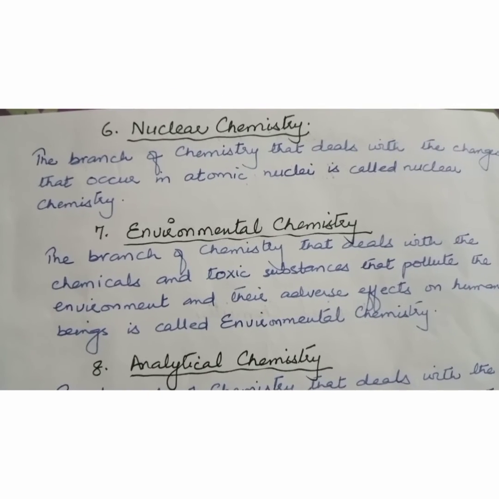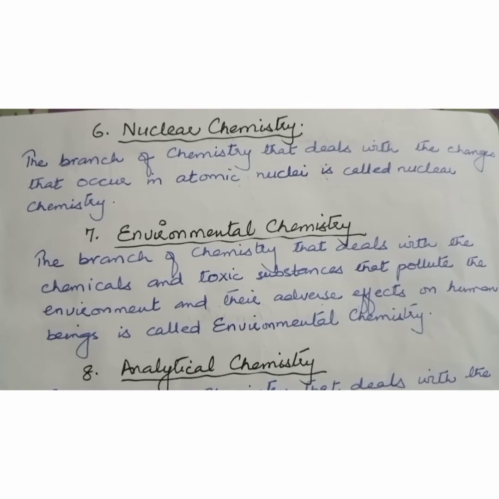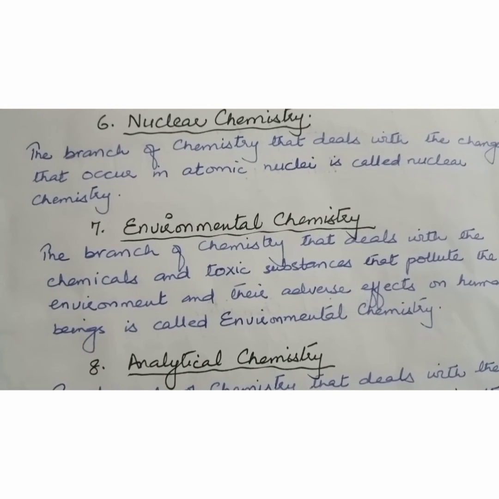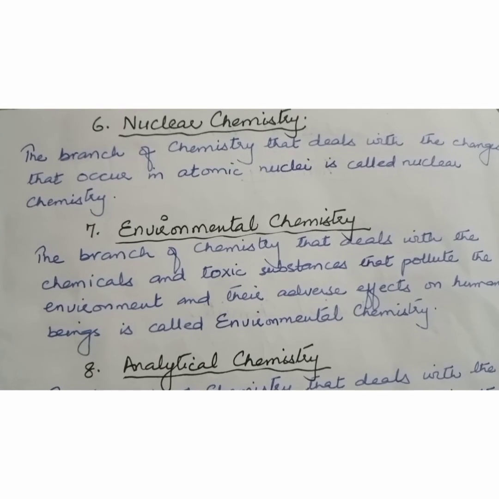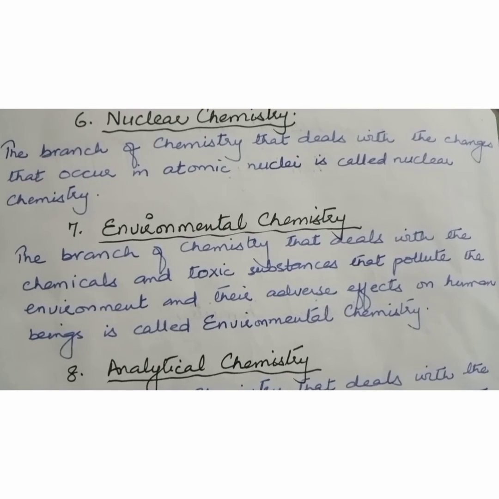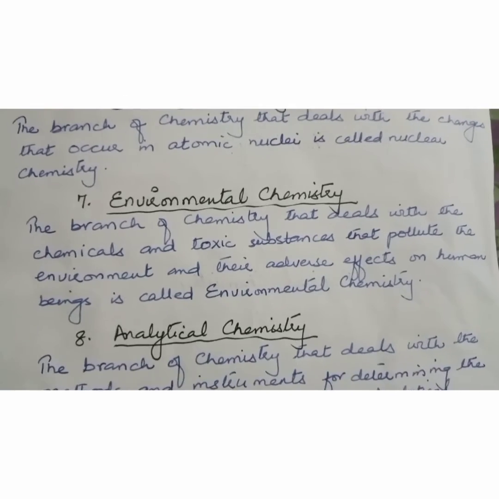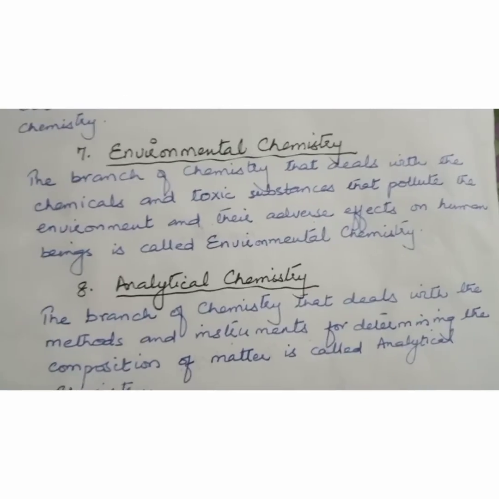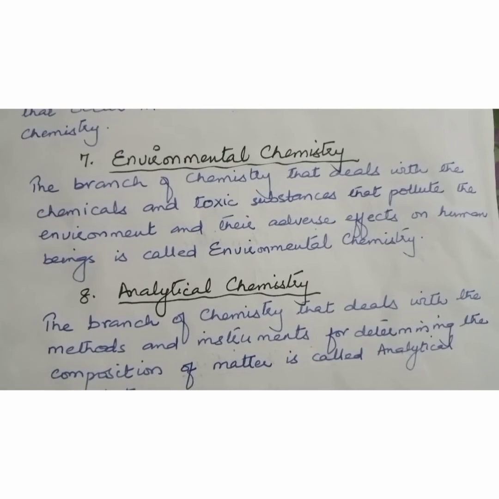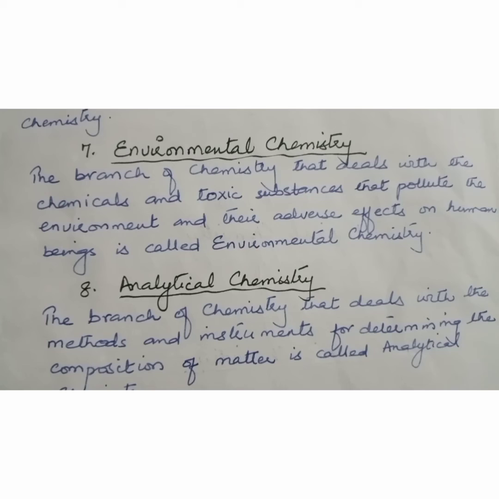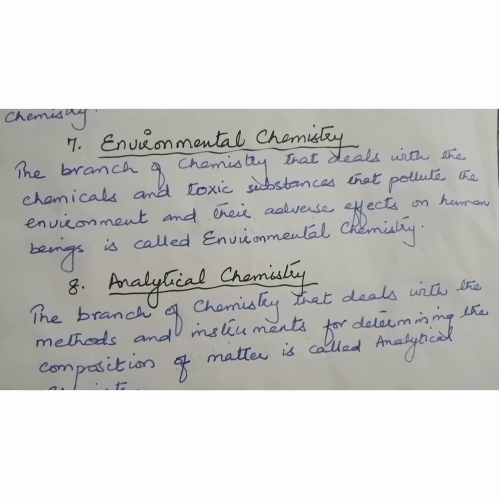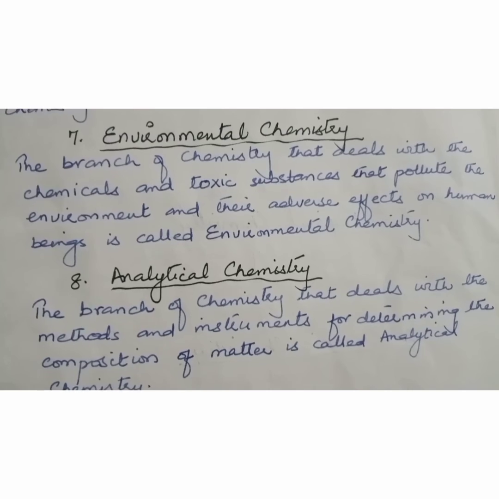Now, the seventh branch with us is environmental chemistry. What is environmental chemistry? The branch of chemistry that deals with the chemicals and the toxic substances that pollute the environment and their adverse effects on human beings is called environmental chemistry. Students, as you know, vehicles produce toxic gases which are added into the environment, and because of that the environment gets polluted. So whatever pollution is there in the environment is included in environmental chemistry.